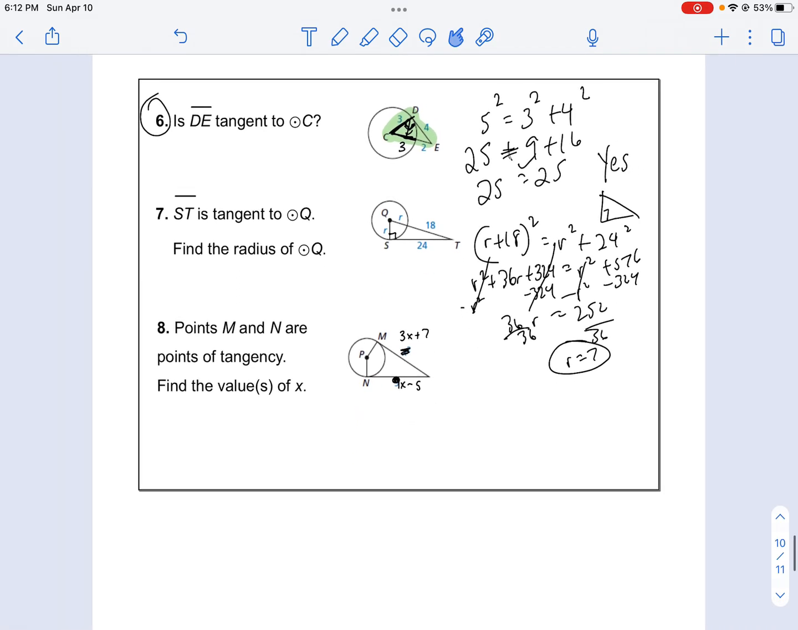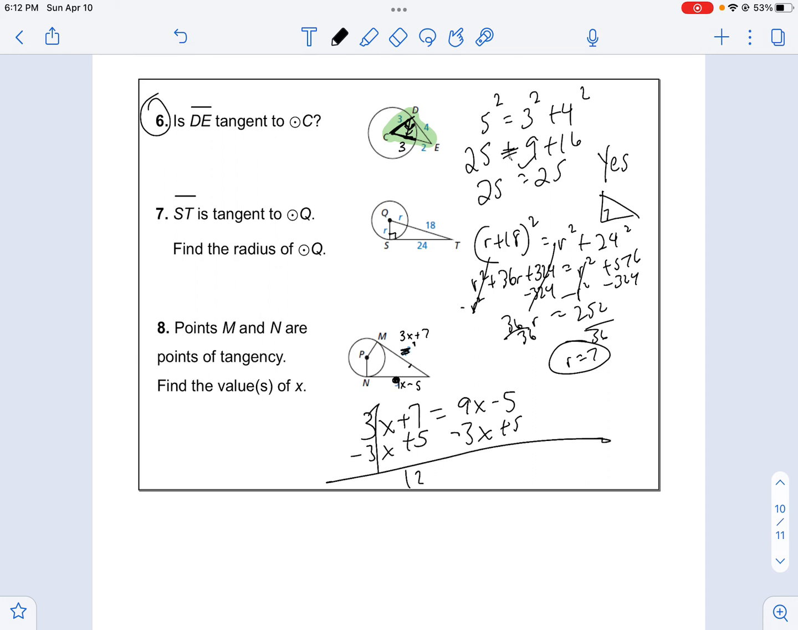And the last one. These are tangent, so we know these are equal. So 3x plus 7 equals 9x minus 5. Get together the stuff that is equal. And there we go. Okay.